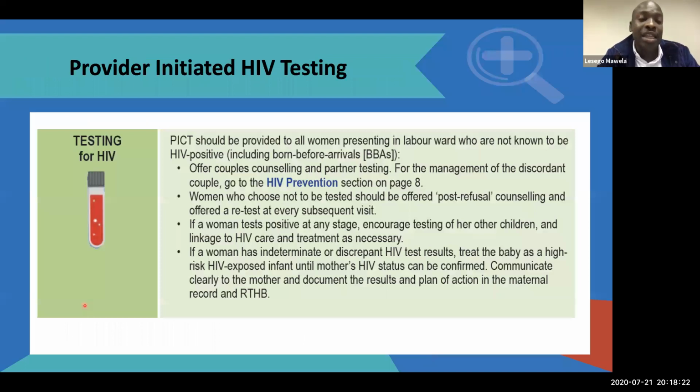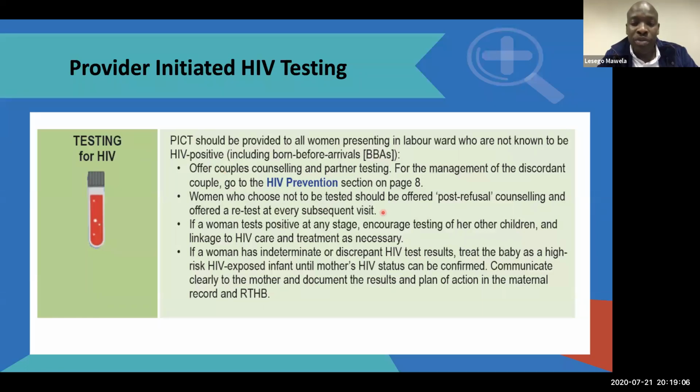So it's very important that even in the labor wards or delivery centers, we are able to provide what we call PICT, provider-initiated HIV testing, and it should be presented to all women who present in the labor ward, especially those who are not known to be positive or those who were tested negative before. This includes any child who is born before arriving at the hospital. HIV testing has to be provided. If both the mother and the husband are there, we should provide it to both of them.